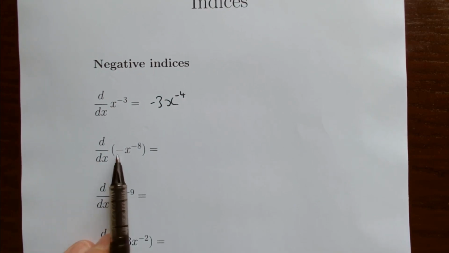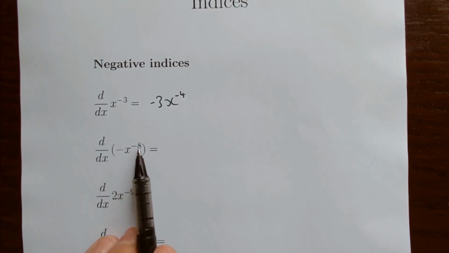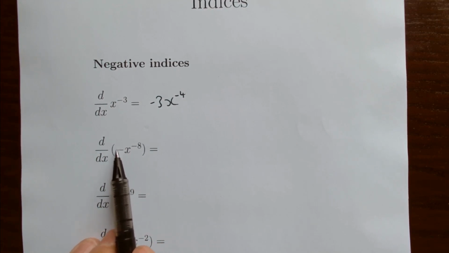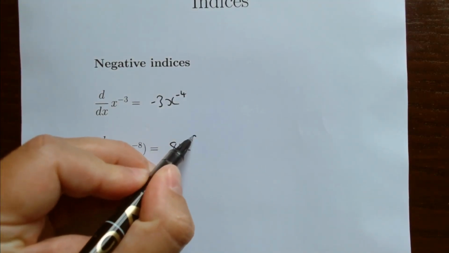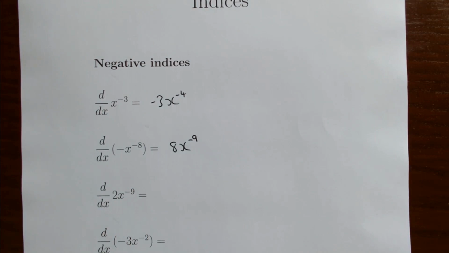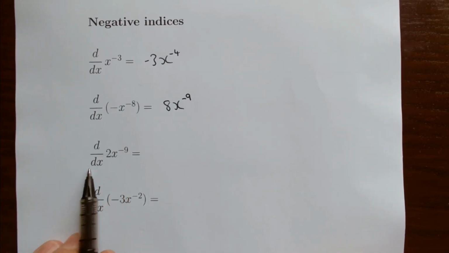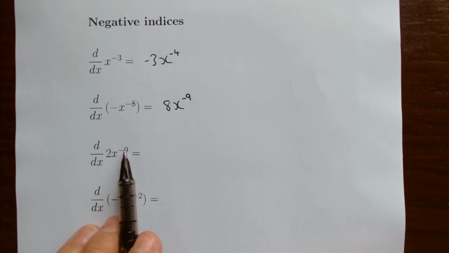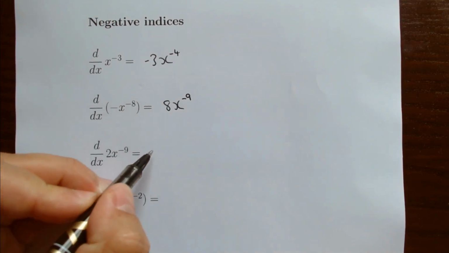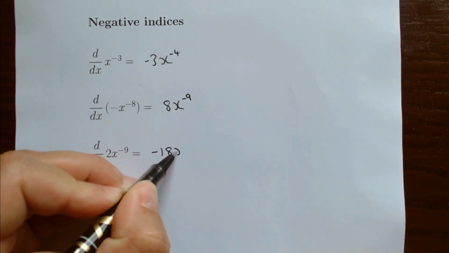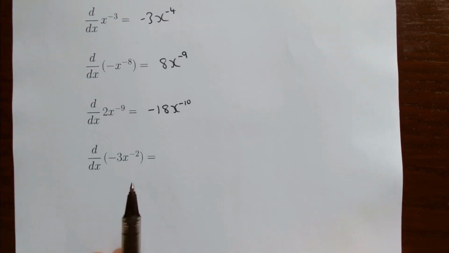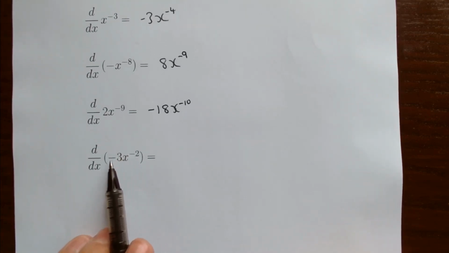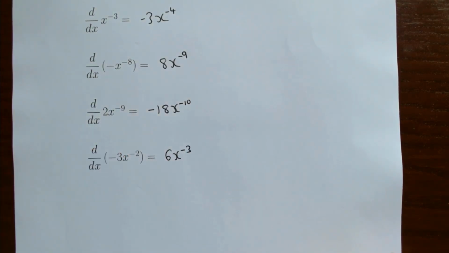If we want to differentiate minus x to the minus 8, the minus 8 comes down, multiplies that minus to give you positive 8, and then you subtract 1 off the power, becomes a minus 9. In this example, 2x to the minus 9, the minus 9 comes down, multiplies the 2 to give you minus 18x, and you subtract 1 from the power. And here the minus 2 comes down, multiplies the minus 3 to give you positive 6x to the minus 3.